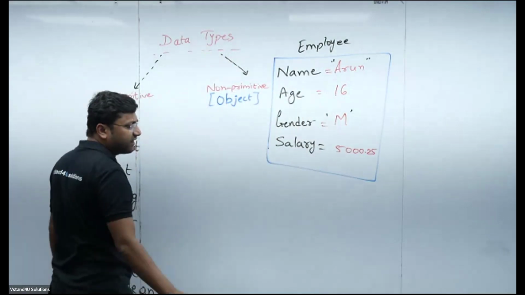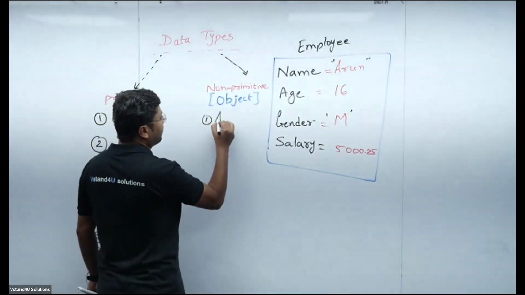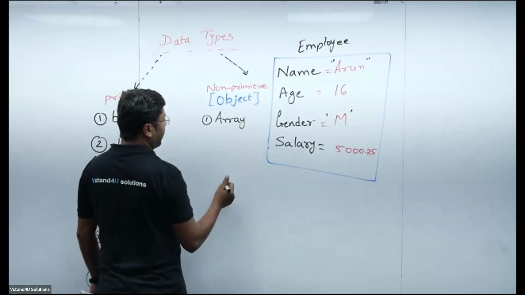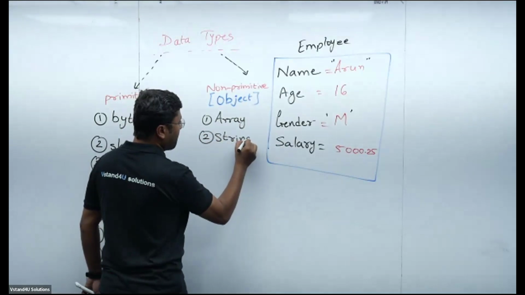Non-primitives, so many are there. I'm not listing all of them, I'm just giving you a glimpse. One by one, we'll start moving forward. Array, string.